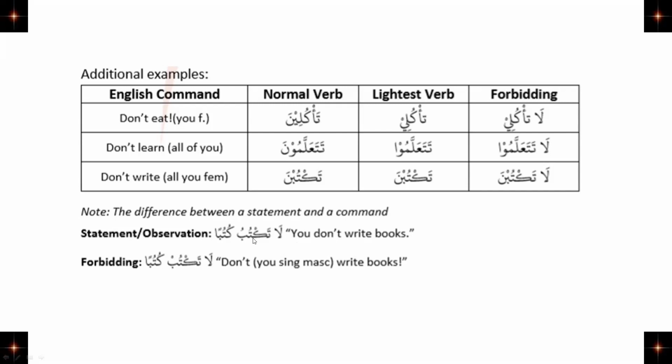Now, what is the difference between the two? In this case, when you are doing a normal observation, the fi'l mudara is not made lightest. The fi'l mudara is normal. So when it is normal, then this la is la an-nafiya. Note, this one is called la an-nafiya, the negating la. Okay, it negates, it makes it negative only. But if the fi'l mudara is made lightest, majzoom, then this la is known as la an-nahiya. So this is la an-nahiya lin-nahi, and this is la an-nafiya lin-nafi.